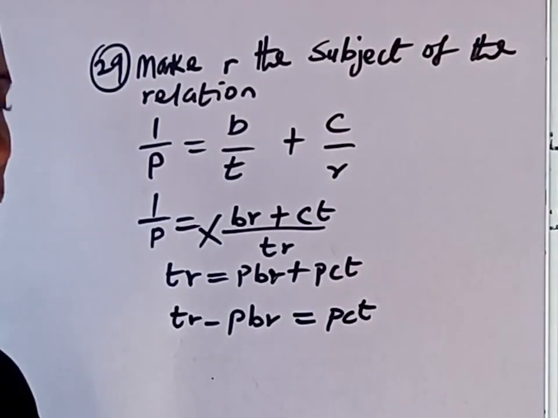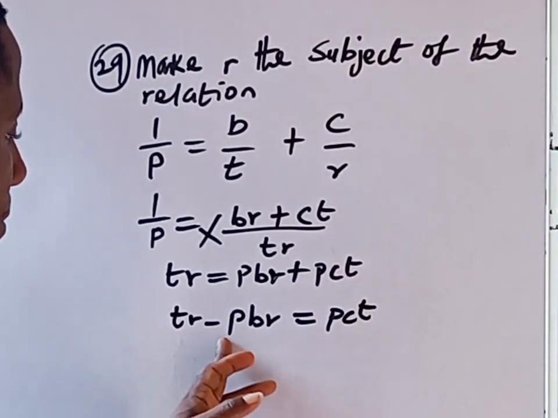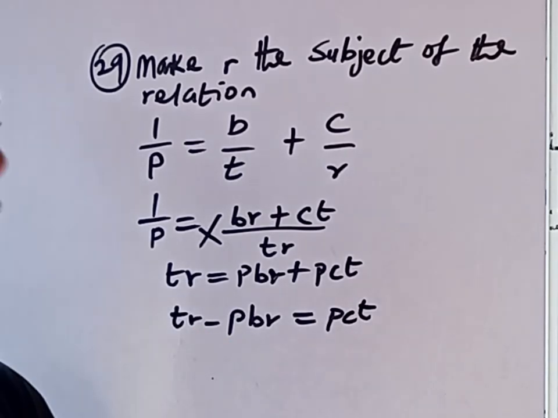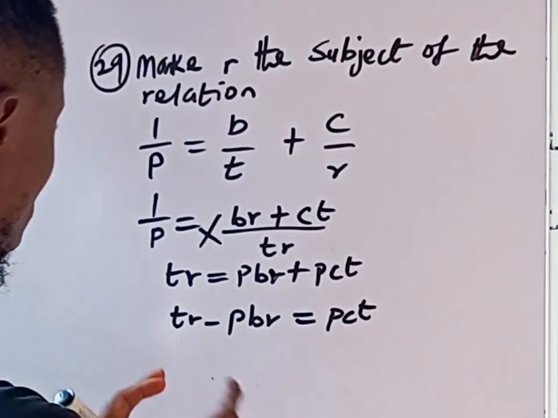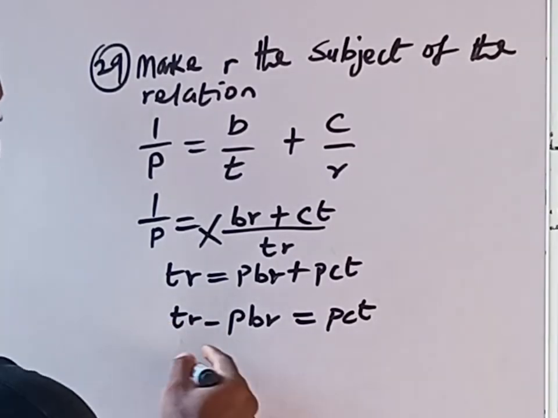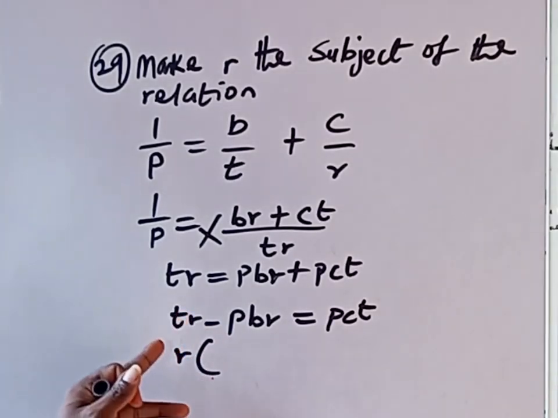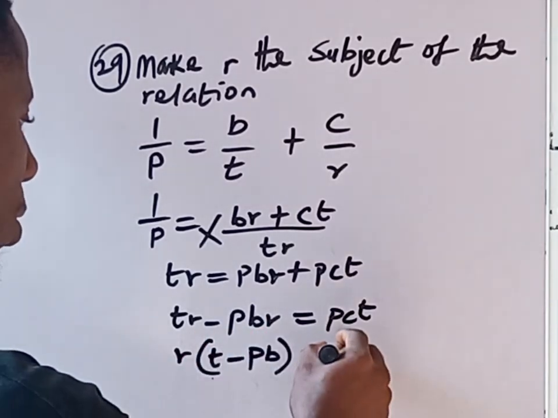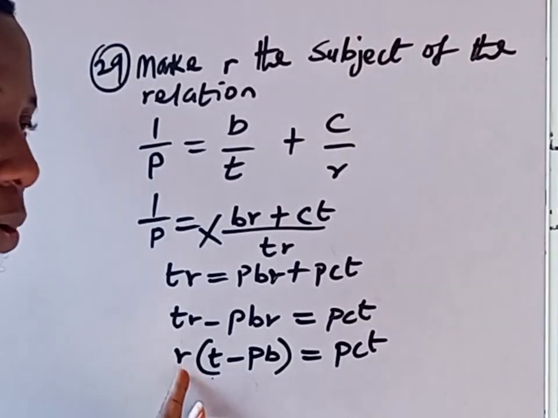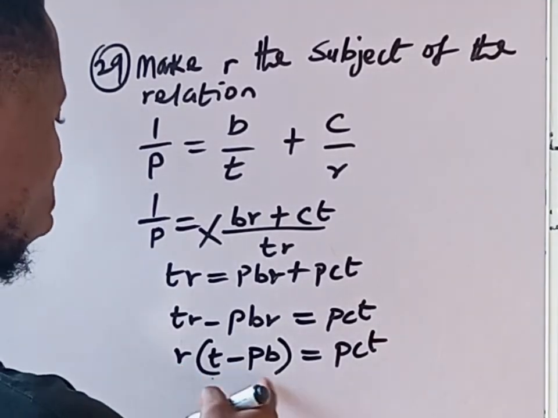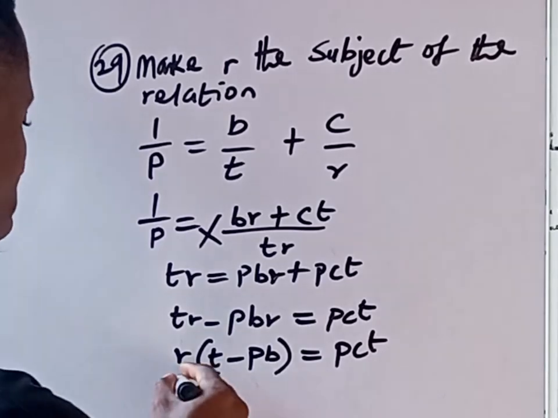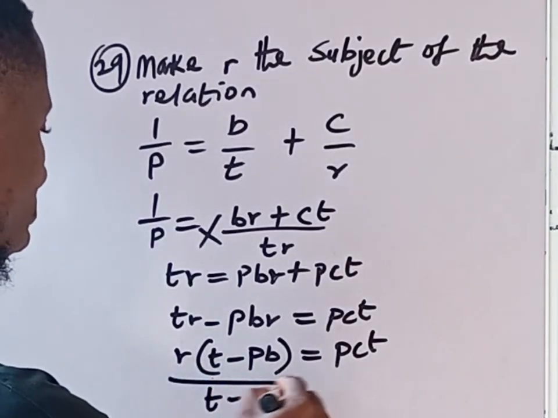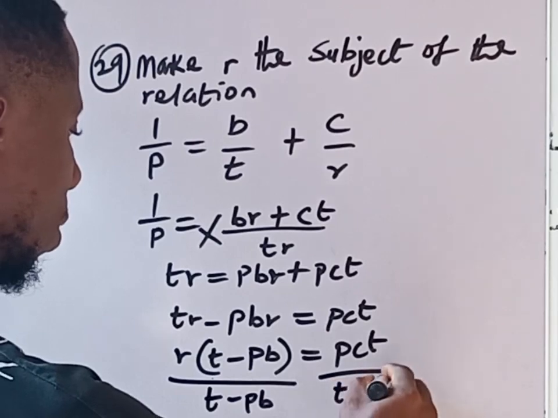Now, for us to get r as our subject of relation, what are we going to do? We are going to divide. Before we divide both sides, r is common between these two terms, so we have to bring it out. r times t minus pb equals pct. Now, to make r the subject of the relation, we divide both sides by t minus pb.